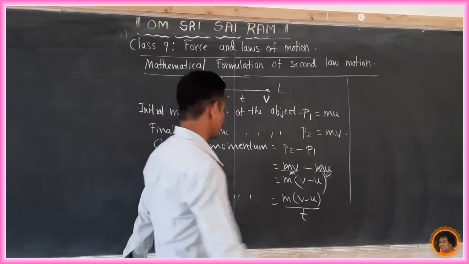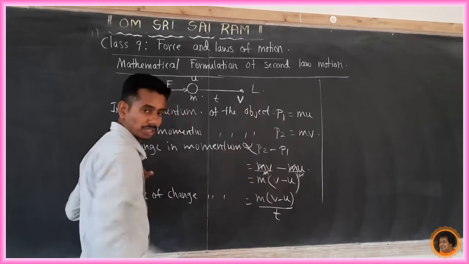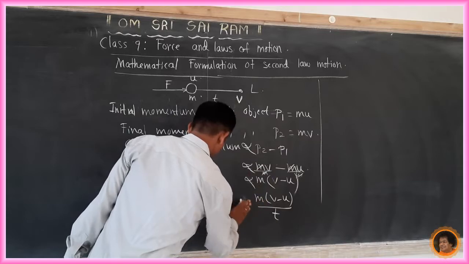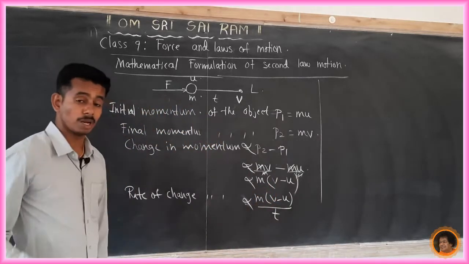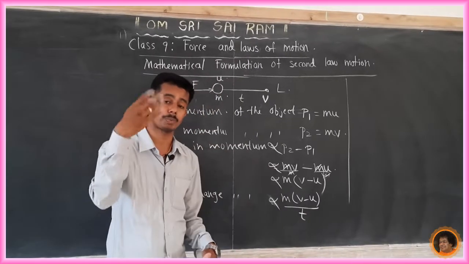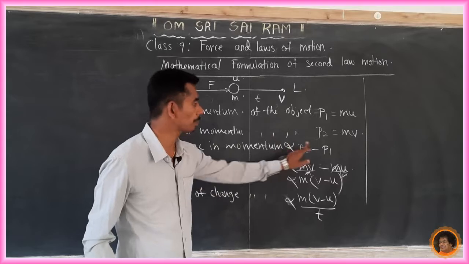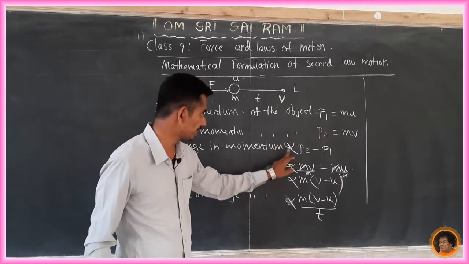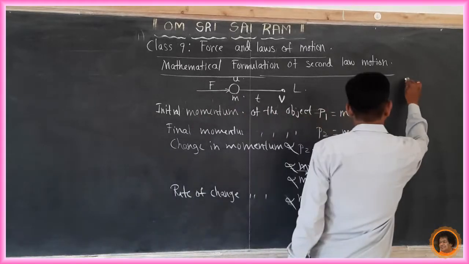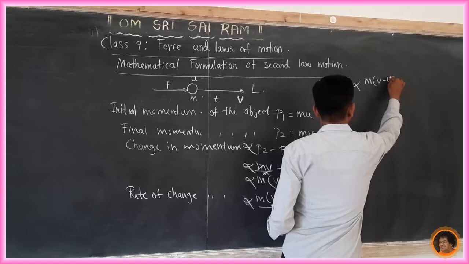M into v minus u by t, or we write it as a proportional symbol. Why do we have to put proportional? It is not equal. Why is it a proportional symbol? Because momentum is directly proportional to applied force. So this change in momentum is directly proportional. This is very important. So this is proportional to m into v minus u by t.